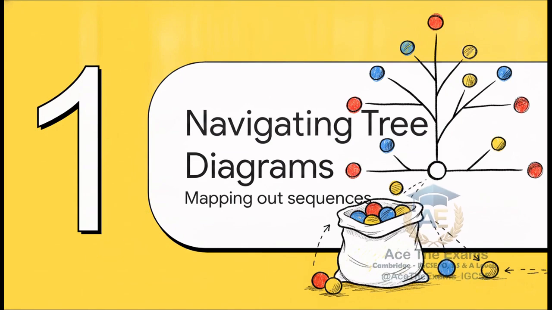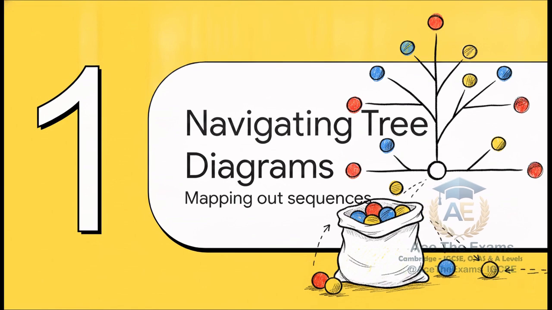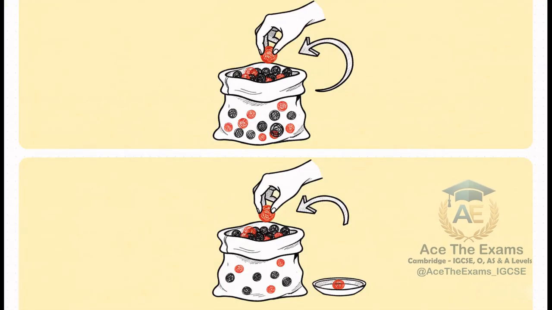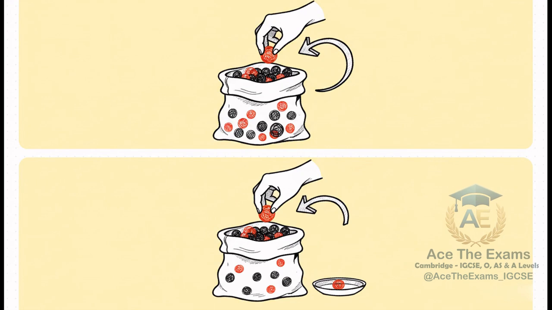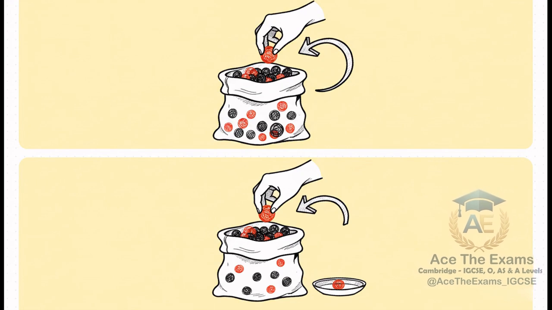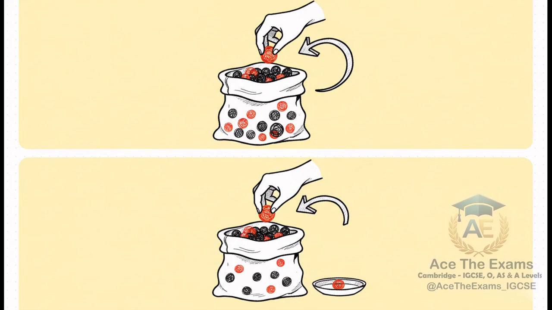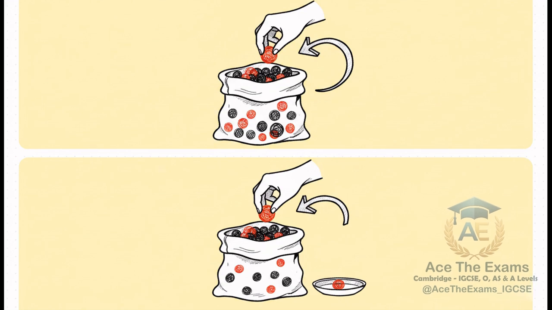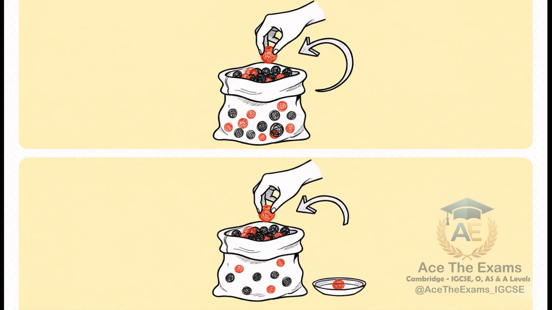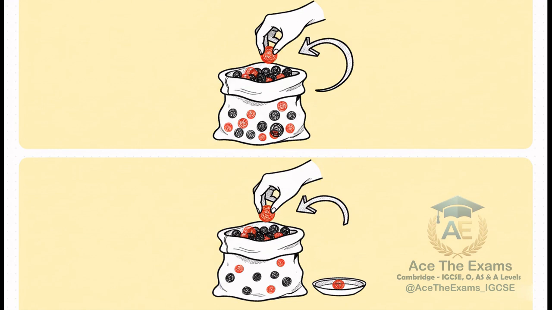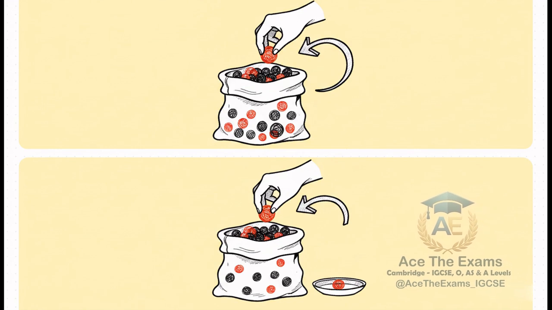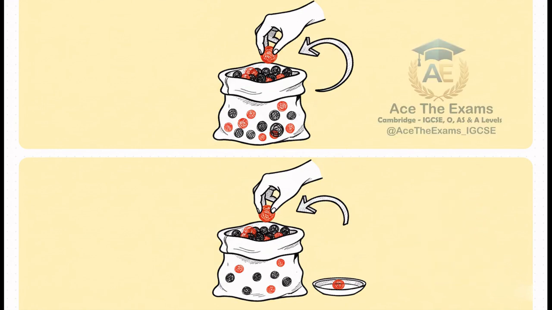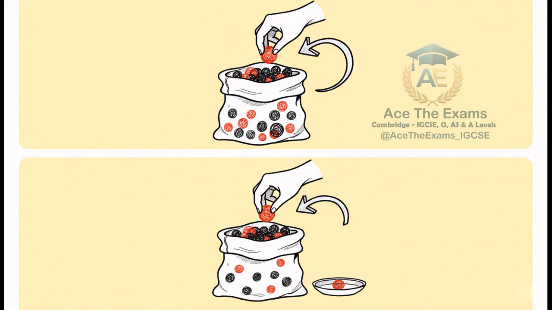Let's kick things off with Section 1, Navigating Tree Diagrams. We'll look at exactly how we can use these tools for mapping out sequences. Right, so tree diagrams, they are absolutely perfect for mapping out sequential events. Imagine you're reaching into a bag and picking out colored balls, one right after the other. It's a sequence in time, right? A tree diagram draws a literal branch for every possible path reality could take. But I want you to look closely at the cascading impact of a single choice here.